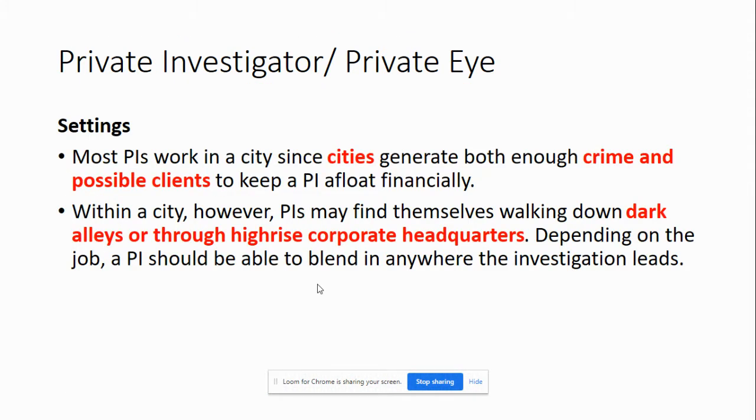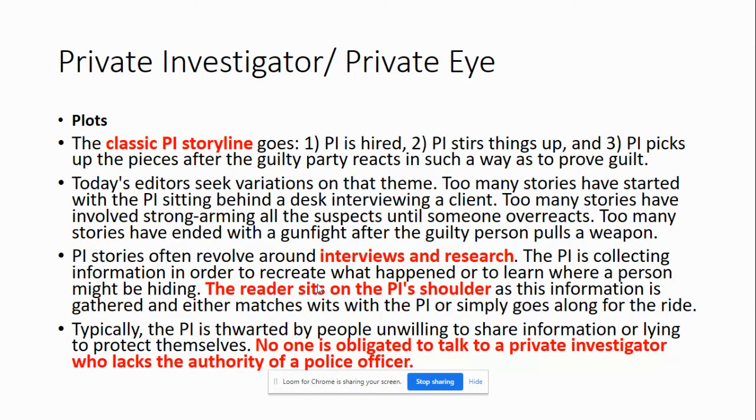Settings: most are in cities, because that gives the potential for crime and the clients. You often see them walking down these dark alleyways, and that lends itself to the film noir, which is used to film a lot of the adaptations of Chandler's books.